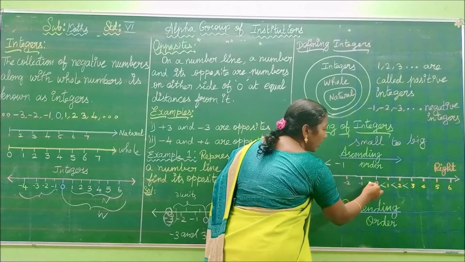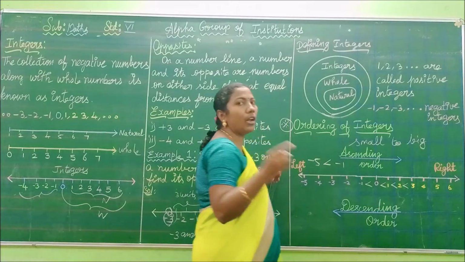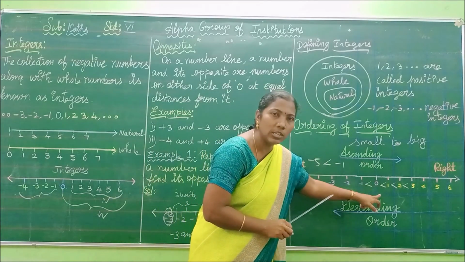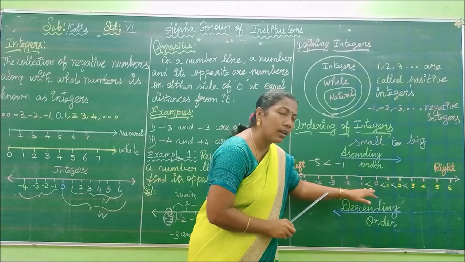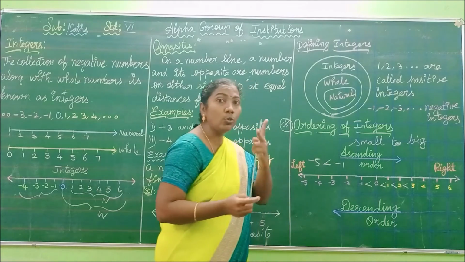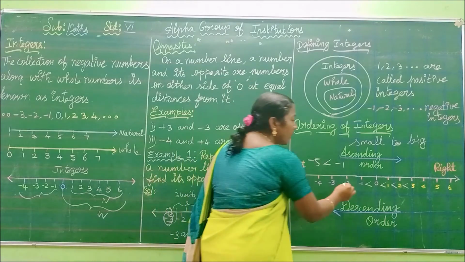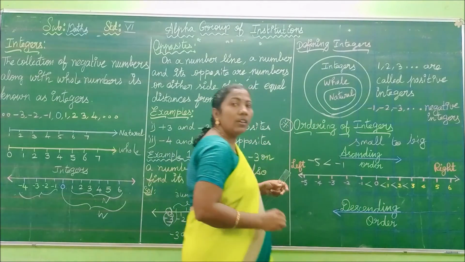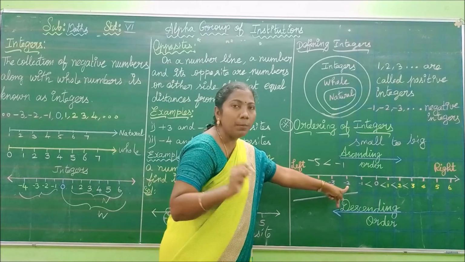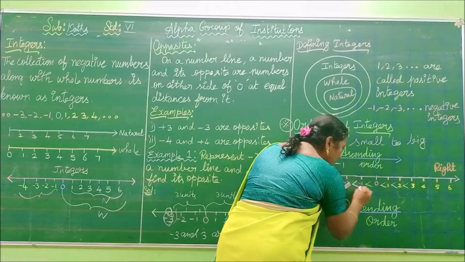Similarly, minus 1 is less than 0. I have already told you, negative numbers are less than 0. Negative numbers are less than positive numbers. Now we are going to compare two negative numbers. See here, minus 2, minus 1. Which is the biggest number? Minus 2, you are saying? No, it is not the biggest number. Minus 1 is the biggest number.